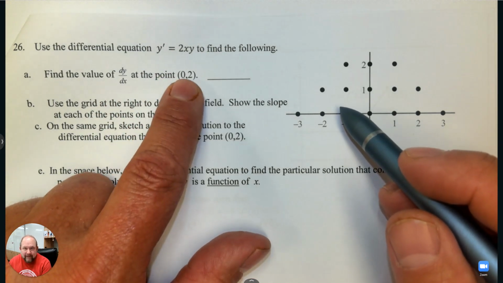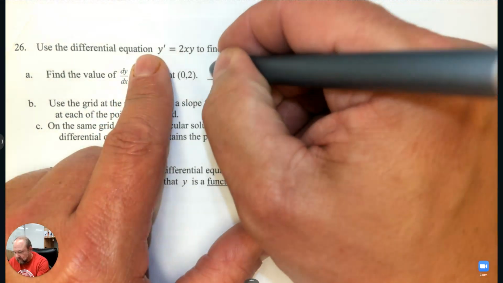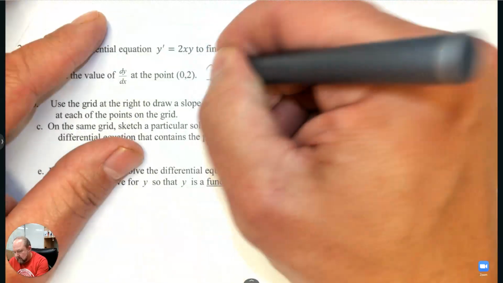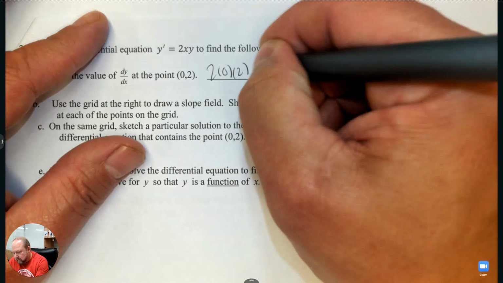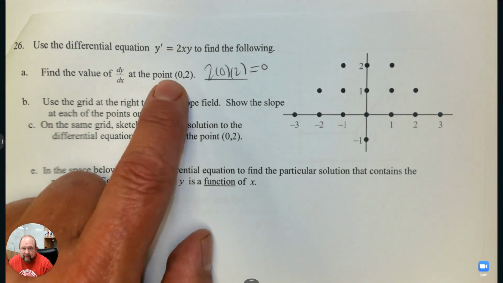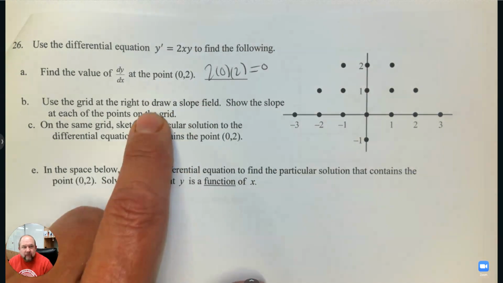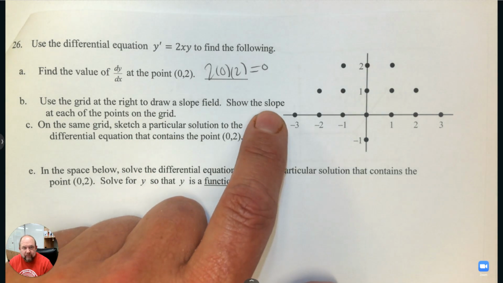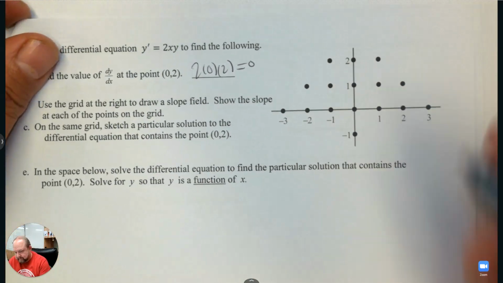What does that mean? So plug in 0 for x, so 2 times 0 times 2, and get an answer. So the answer to that, the value of the derivative at that point, the answer is 0. Use the grid to show the slopes at each point.